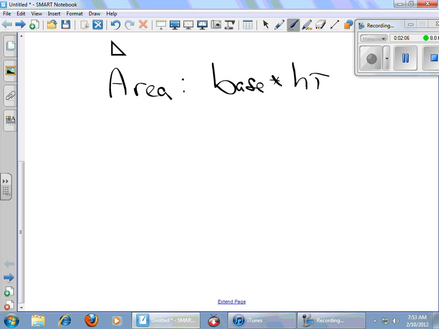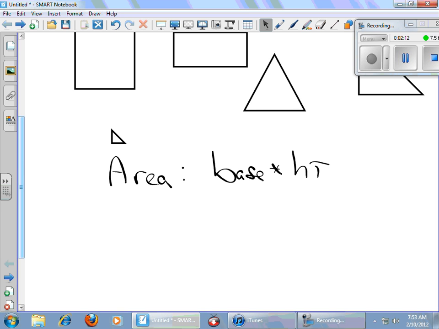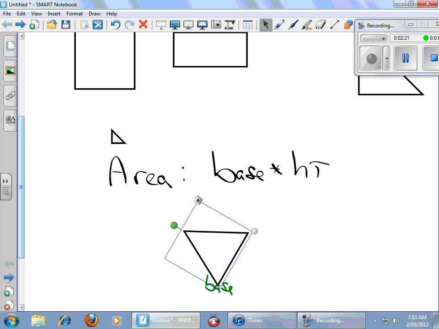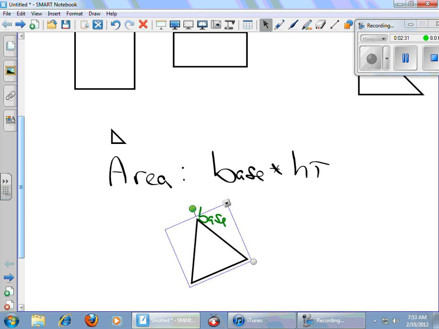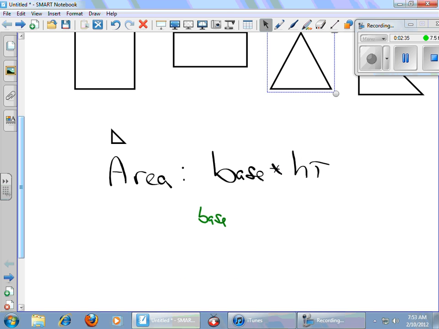Now, there's one problem. Some of you mistakenly think that base is the side the shape is sitting on. Well, in this case, with this triangle, you would call this the base, right? But what if I turn the triangle that way? Well, that can't be the base anymore. And then you say, well, this is the base. Well, but then it's not sitting on it. So don't ever use the argument that the base is the side it's sitting on. It doesn't make sense when you get into further mathematics.